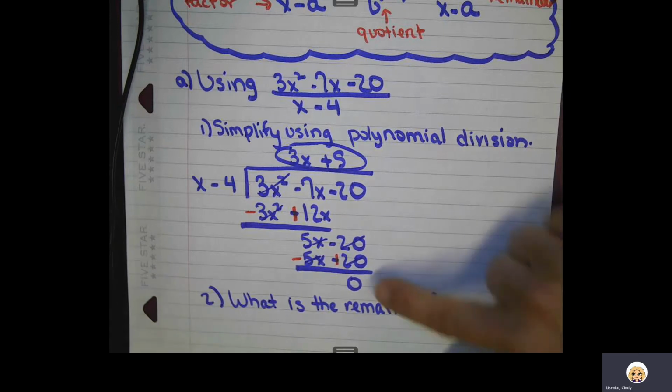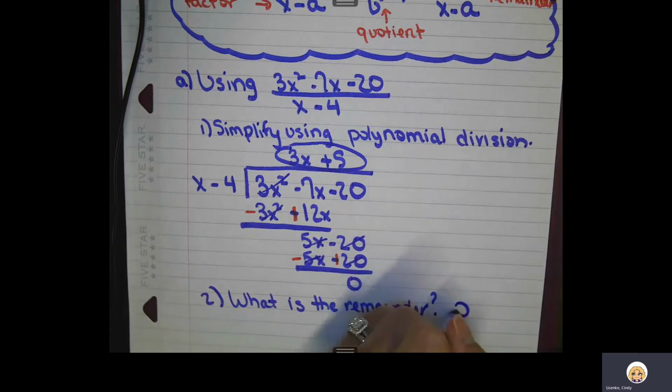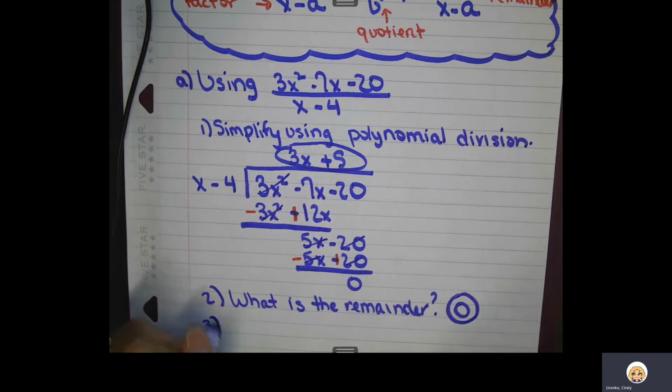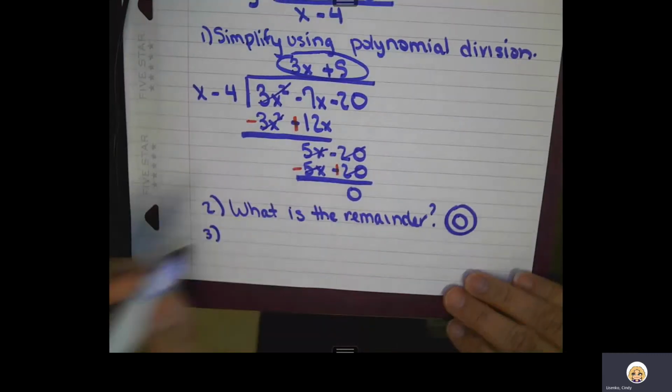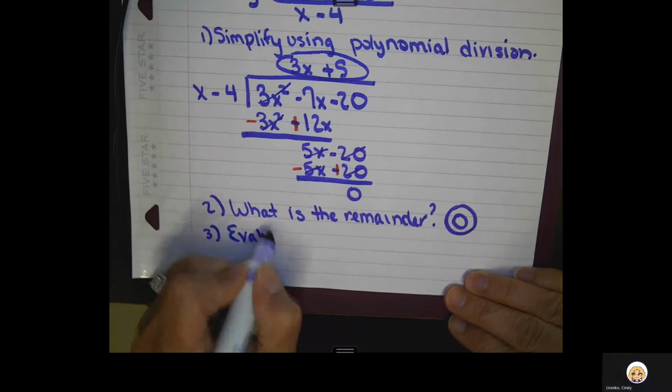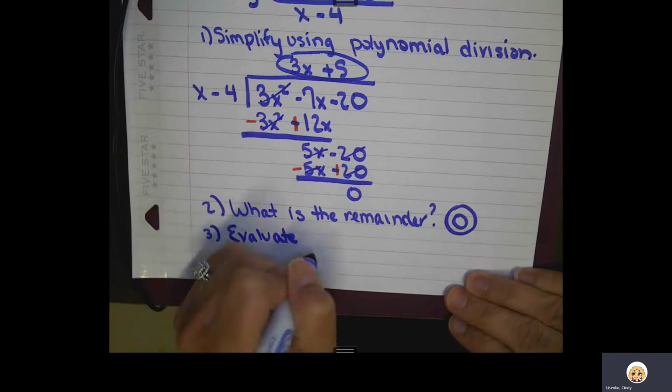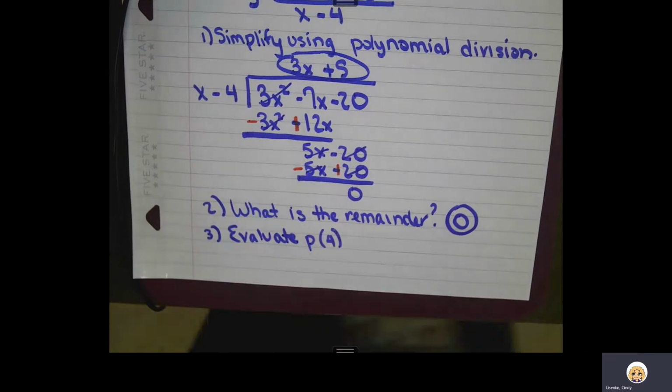Well, that answer is right here. So the answer is 0. One more, number 3. Evaluate P of 4. Where did I get this from?